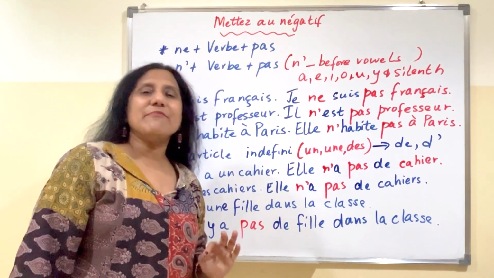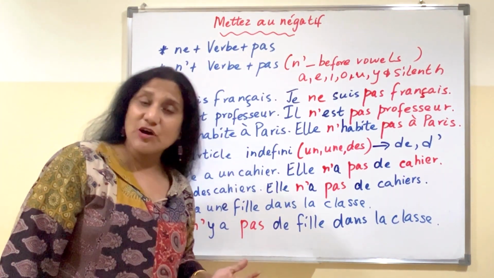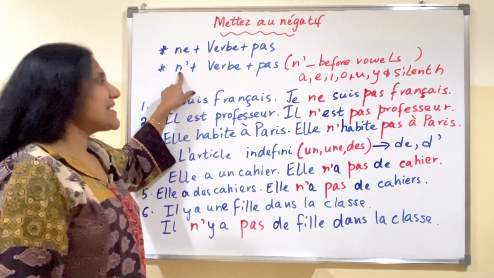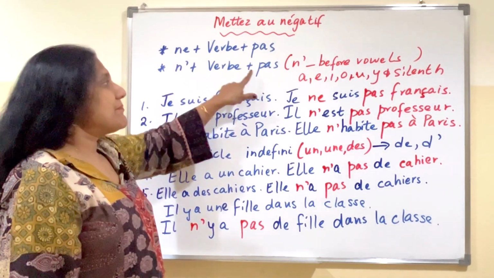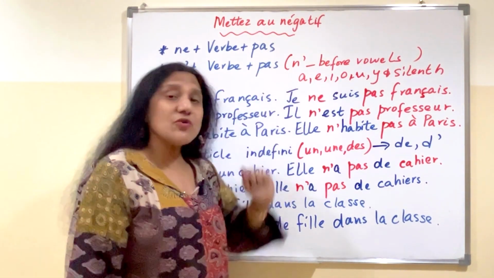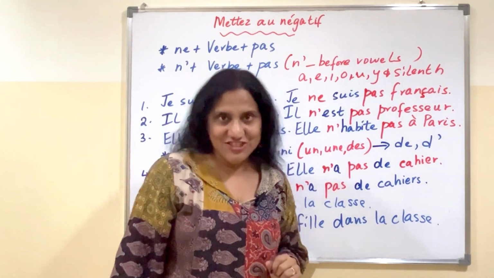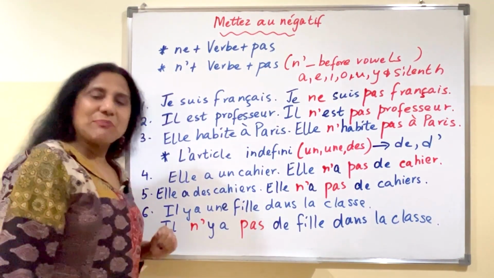If the verb begins with a vowel, which are the vowels A, E, I, O, U, it becomes n apostrophe before the verb and pas. It will also become n apostrophe before Y and silent H. So let's take some examples.